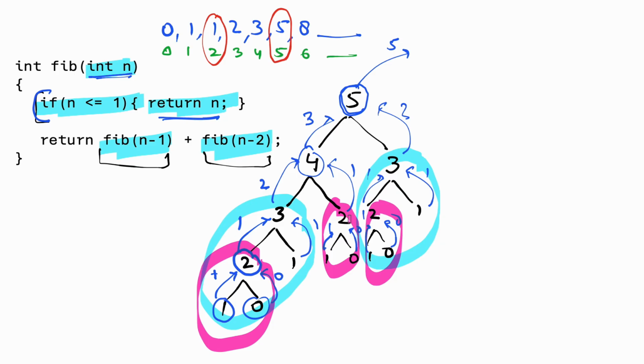So every time we receive a value n, we find the nth term of Fibonacci from scratch. We recompute it from scratch. This is called overlapping subproblems. It will be discussed more in the dynamic programming course.